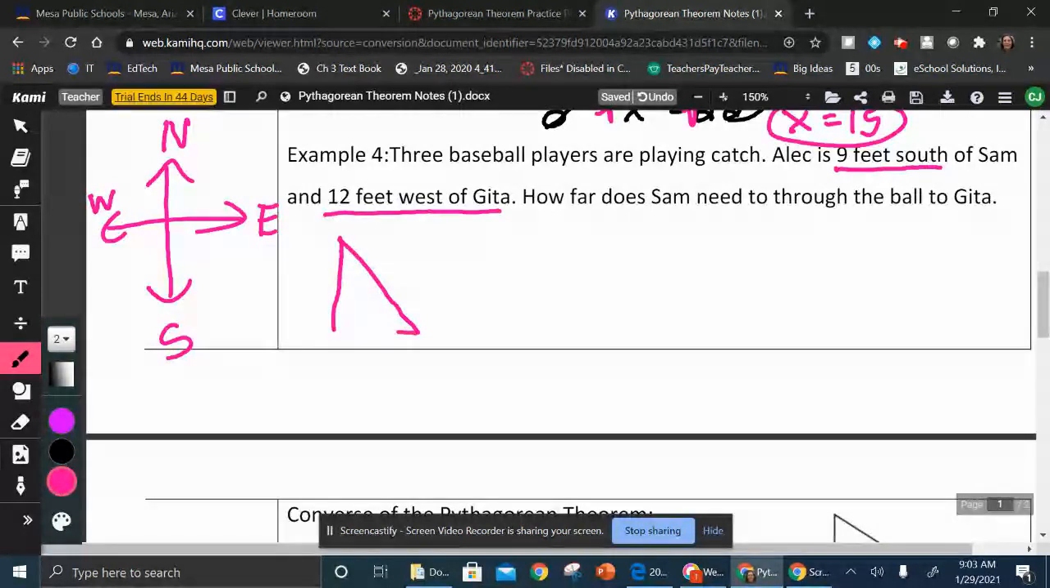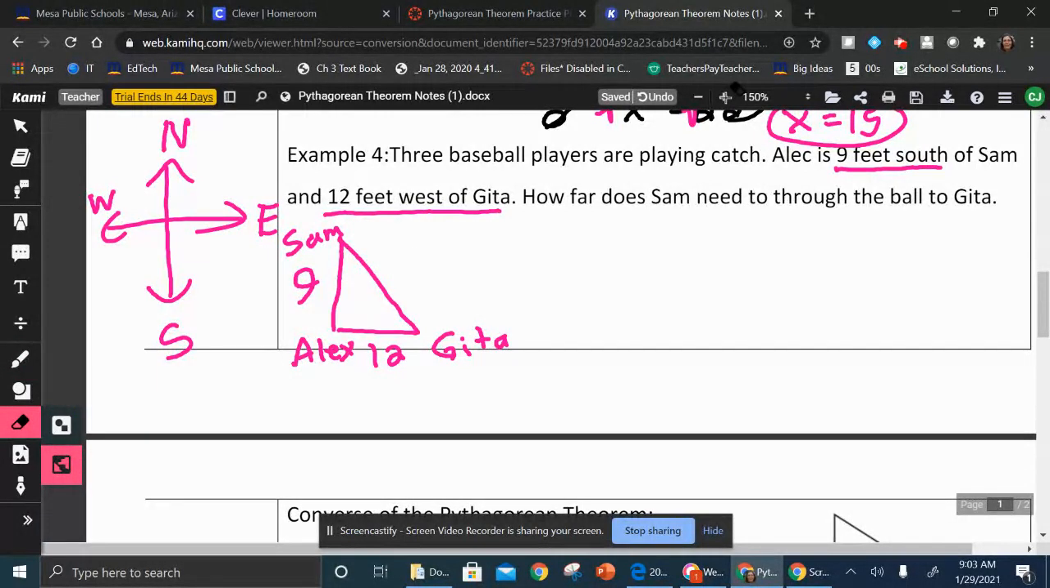Okay, so Sam's going to be up here. Alex is 9 feet south. Everybody, that's going south. And 12 feet west of Gita. So Gita's over here, 12 feet. So we're going to go this way. Technically, everybody should go the other side, but that's okay. So this is X.